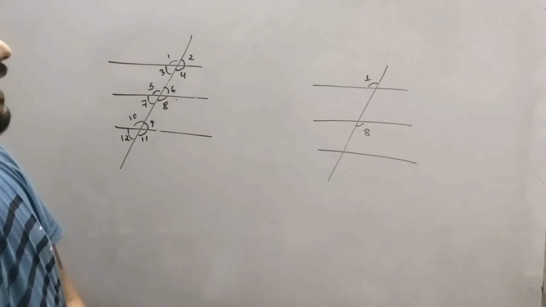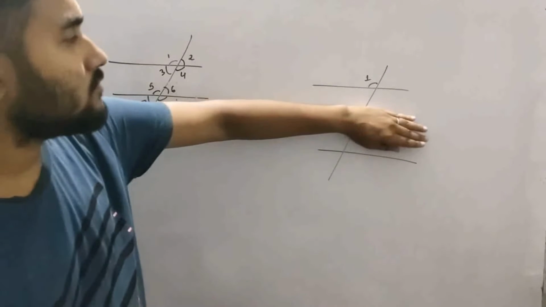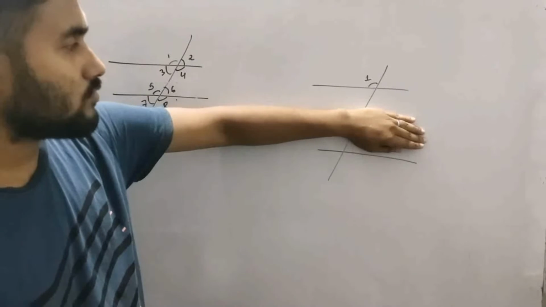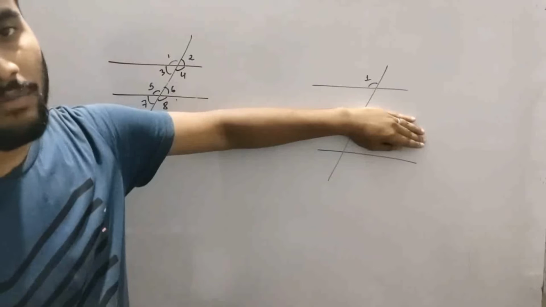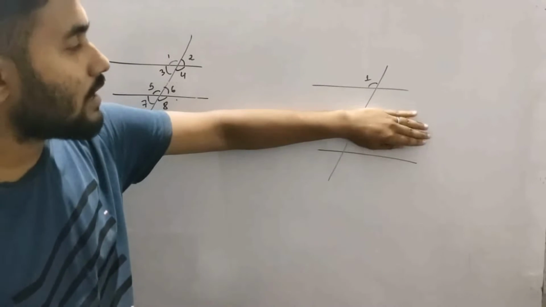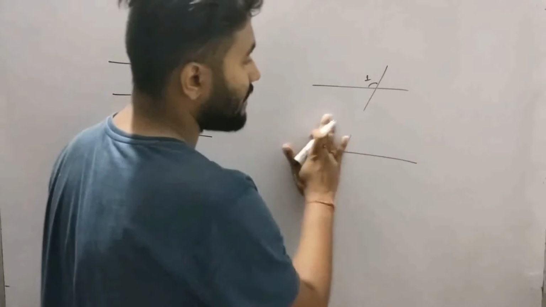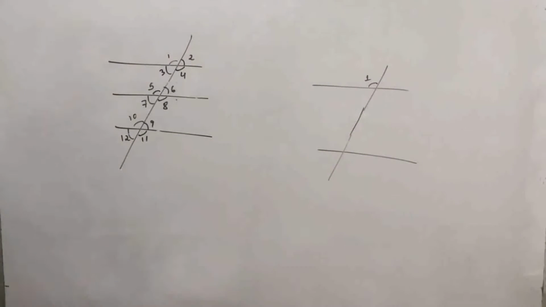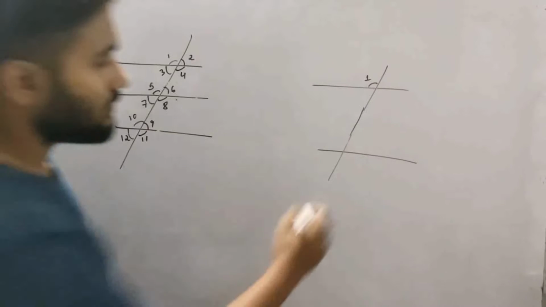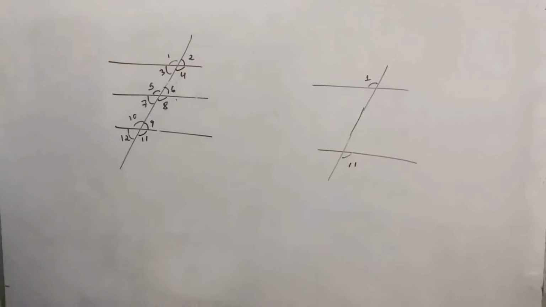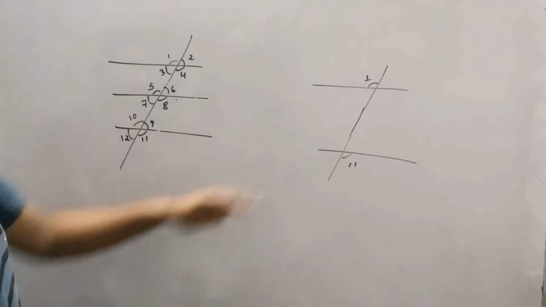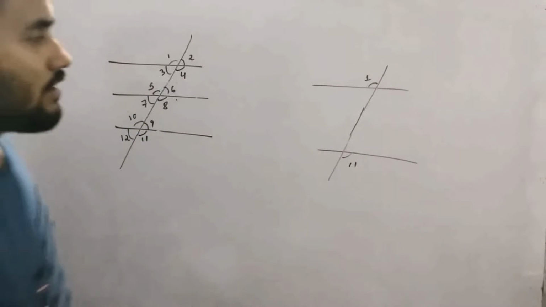Now next, if suppose this angle is not there, then with 1, what will be the alternate angle? Since 1 is exterior, say for example this line is not there, I am having this line. Now with 1, what will be the exterior angle? This one, isn't it? That means this angle is 11. So with 1, 11 is also alternate angle, when this middle line is not there.